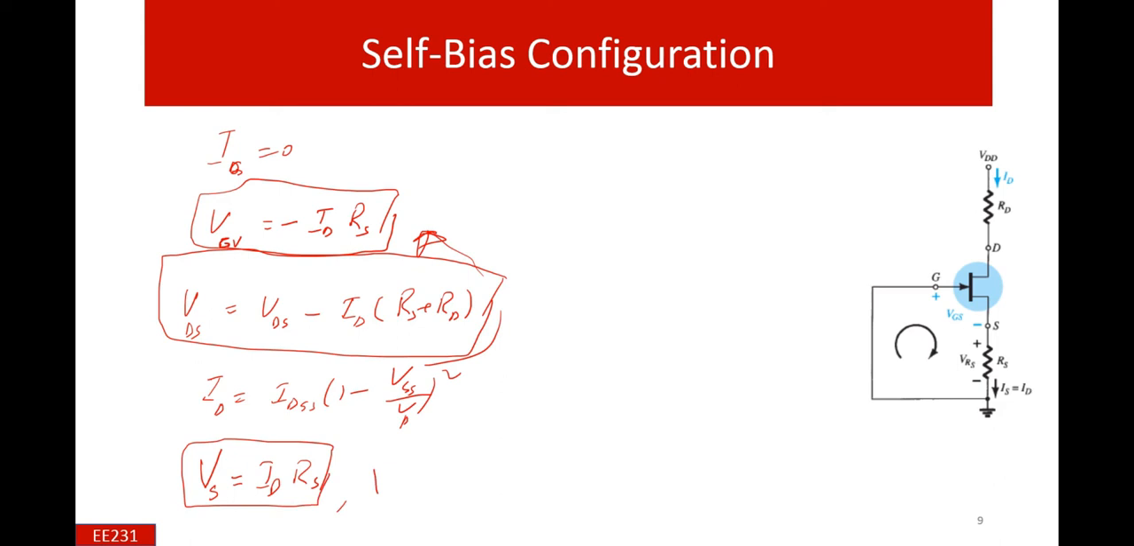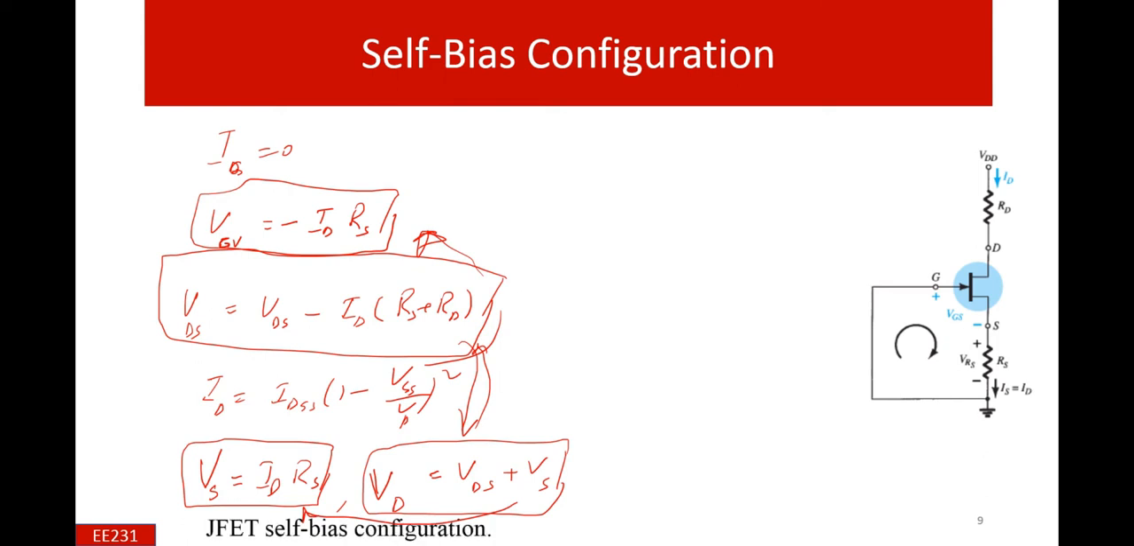That's all. This is VD. For example, if we want to find the value of VD, which is equal to VDS plus VS, this can be simplified because we can find VDS through these relations and VS through these relations, and this is the analytical way to find these values.